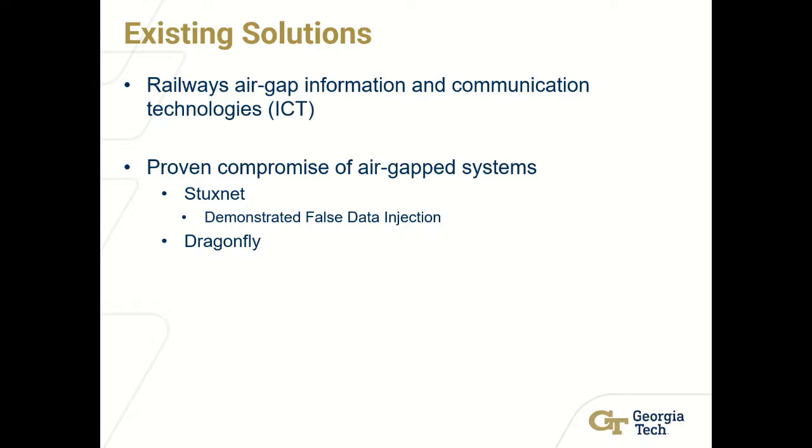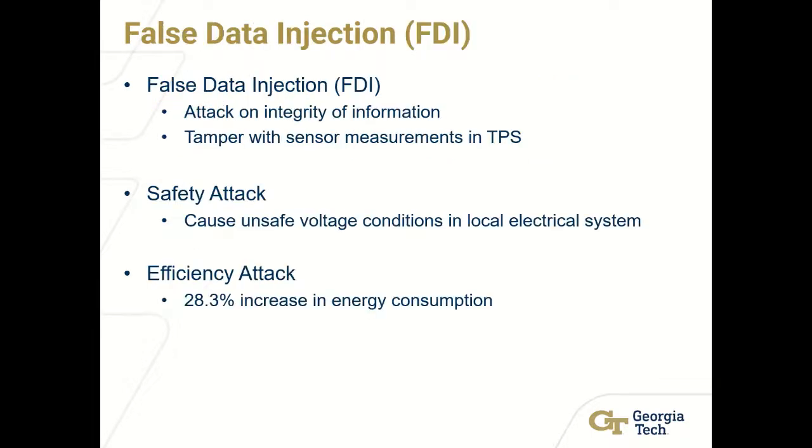Existing mitigation tactics for this have relied on air gapping the information and communication technologies for railways. However, there are proven compromises of air gap systems, both with Stuxnet and Dragonfly. In the case of Stuxnet, this was an example of a false data injection attack. A false data injection is an attack on the integrity of information. With respect to TPS, we'll be looking at tampering with system measurements.